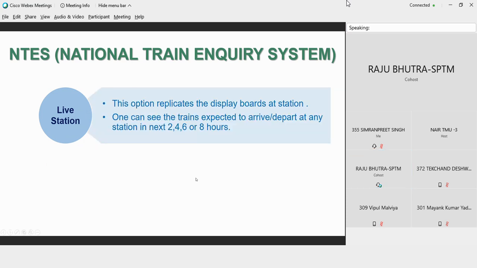Then live station. This is a feature. This option replicates the display boards at the stations. One can see the trains expected to arrive, depart at any station in next 2, 4, 6 or 8 hours. So how many trains are expected to arrive or depart at any station in the next 2, 4, 6 or 8 hours, that can be seen using this feature.